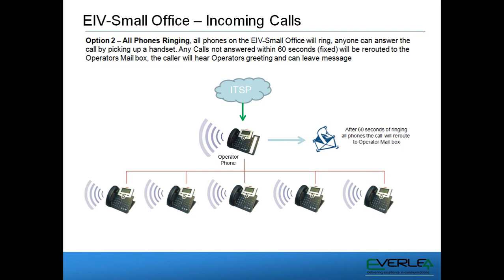Next option is option 2, all calls ringing. This is the default setting of the system. On incoming calls, every single phone will ring, and anyone can pick it up and answer it. Calls that are not answered within 60 seconds, and this is a fixed timer, can be rerouted to the operator's mailbox, and they will hear the operator's mailbox message and can leave a message.